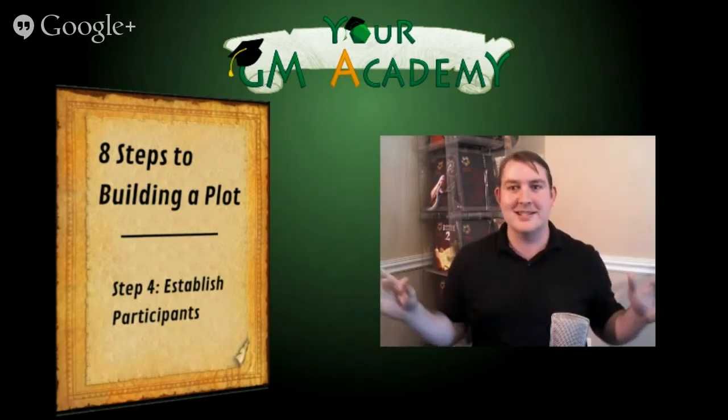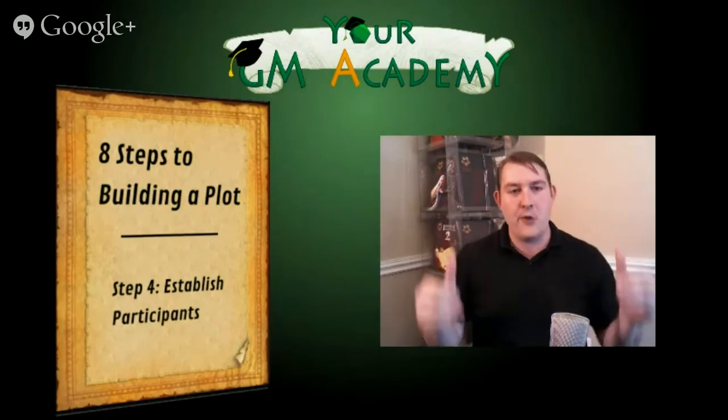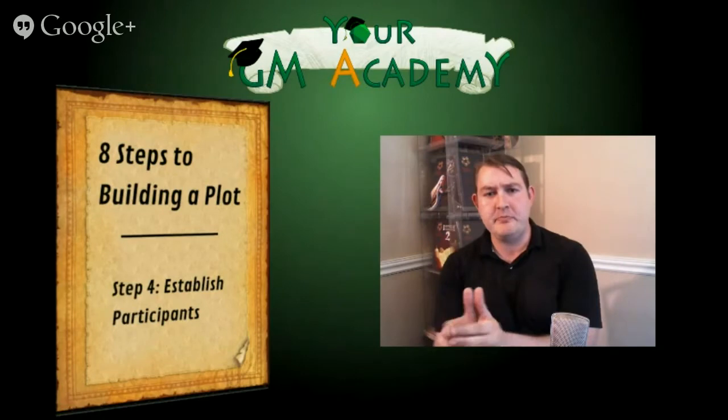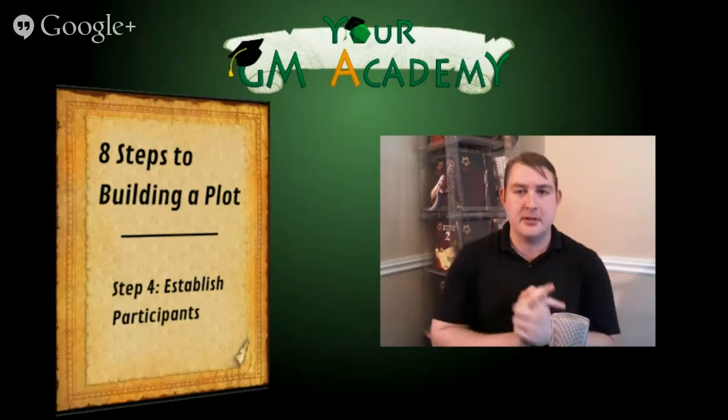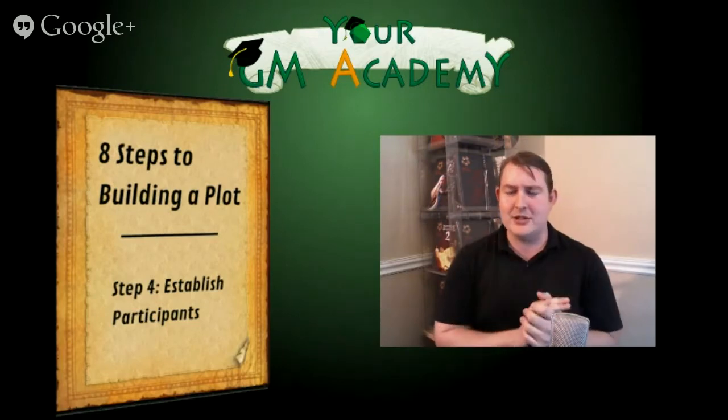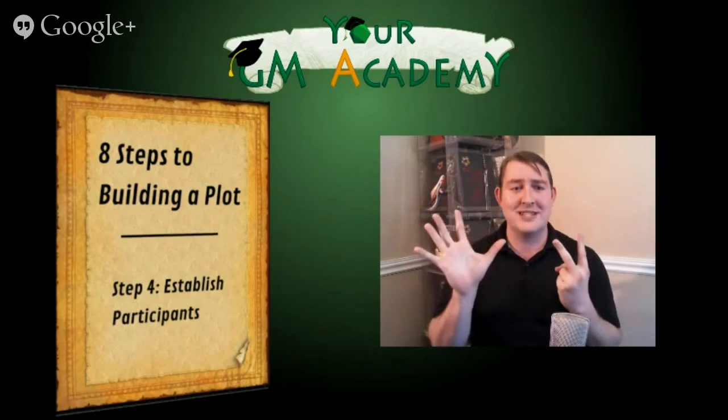I'm sure this is not breaking news to anyone. The focus needs to be on the PCs and PC action. So when we establish the participants of our plot, we follow another one of the things that television and, to a degree, not as much literature has established, and that is the rule of 7.